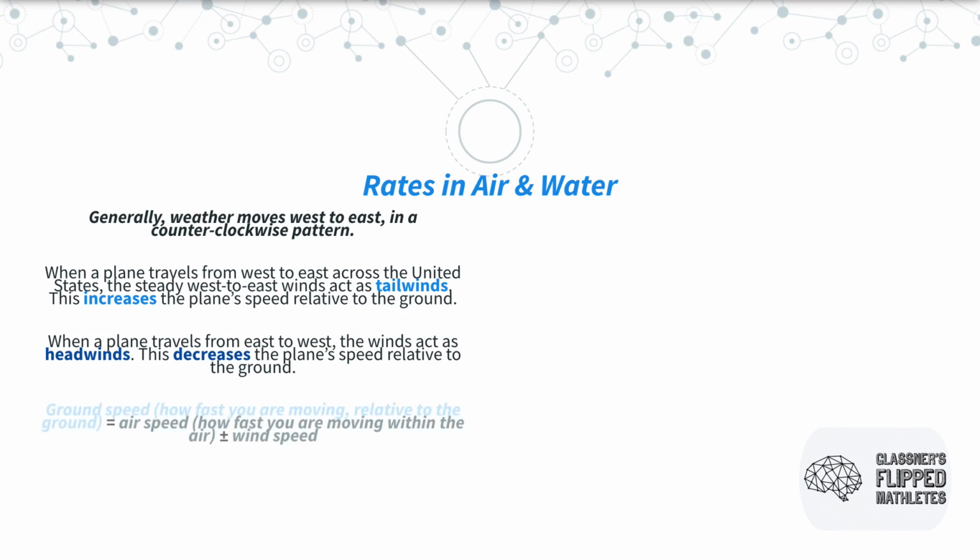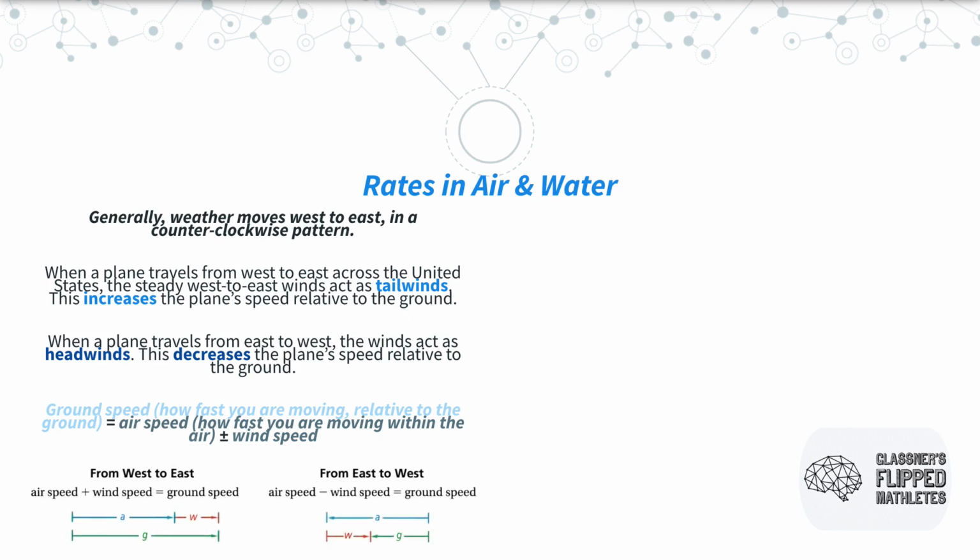to the ground. Generally, we have the equation ground speed, how fast you're moving relative to the ground, is equal to the air speed plus or minus the wind speed. So how fast you're moving in the air plus or minus the wind, depending on if it's pushing you or fighting against you, will give you your ground speed. So very generally, west to east is airspeed plus wind speed equals ground speed, and east to west is airspeed minus wind speed equals ground speed.